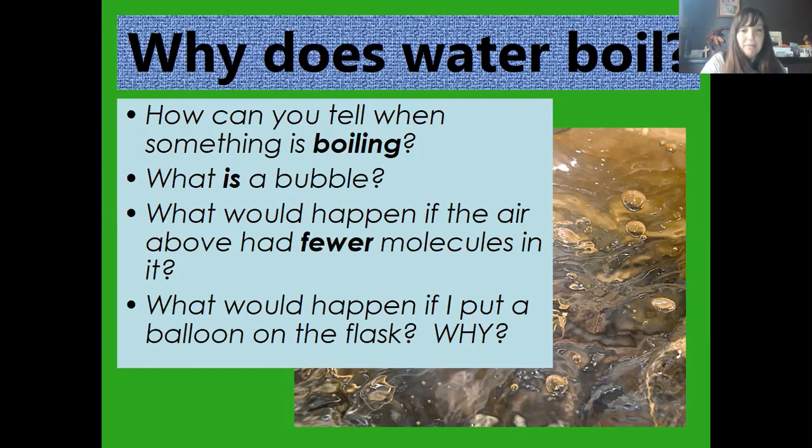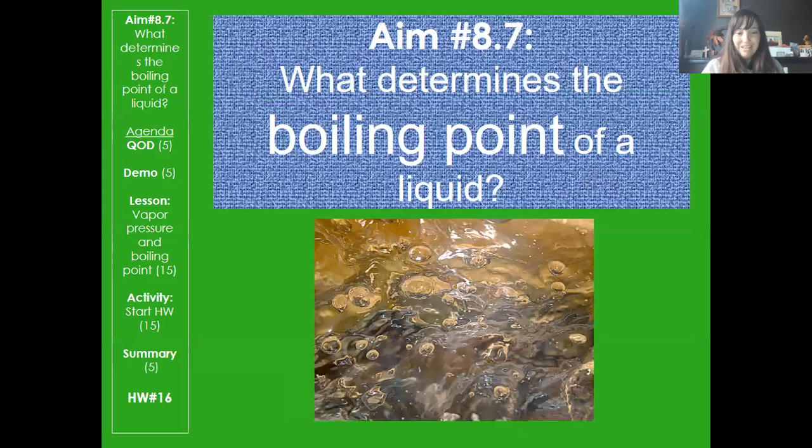The last part of this demo is where I put a balloon over the flask, and I'm sure you can imagine what happens. Yeah, it fills up with hot water vapor, and sometimes it shoots off and hopefully doesn't hit anyone. And then the balloon is full of water as the steam cools back down and turns into a liquid. Cool. All right, so that's what we're talking about today as we look at 8.7, what determines the boiling point of a liquid.